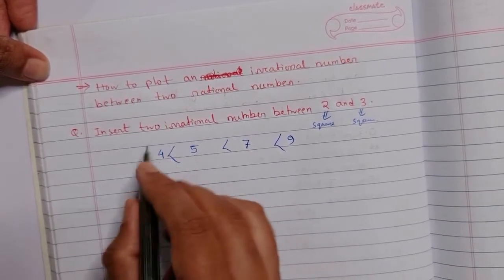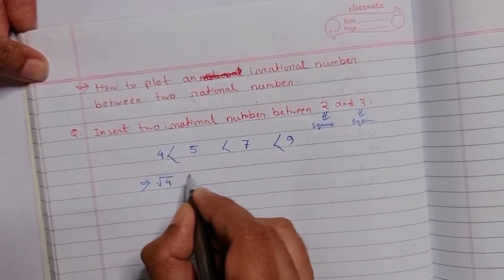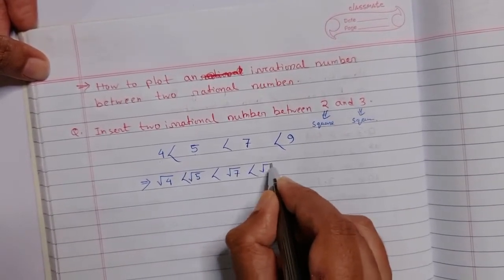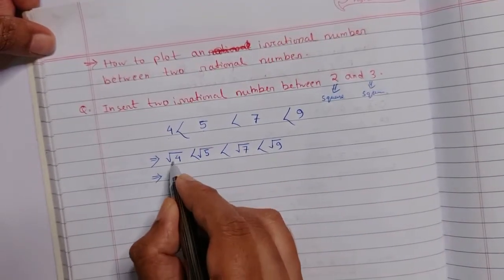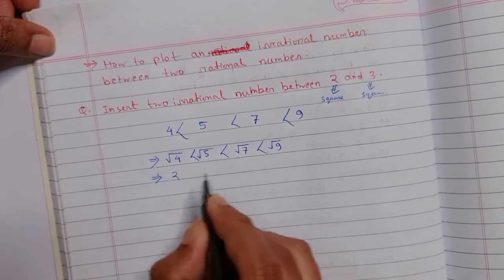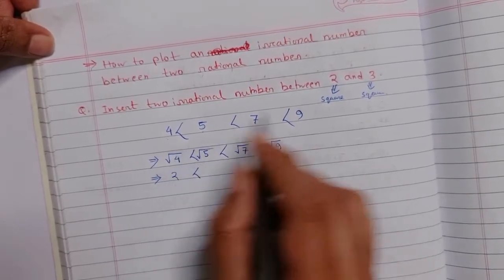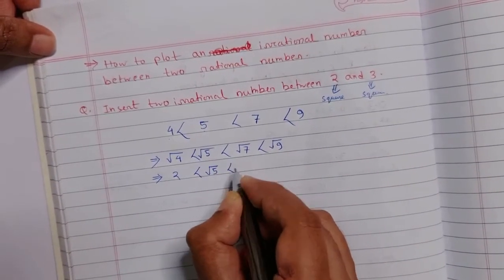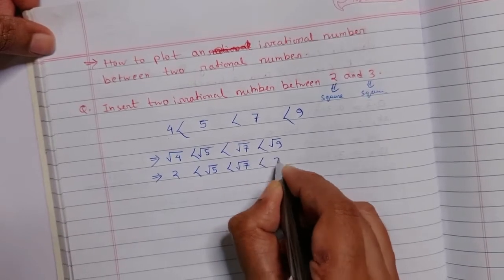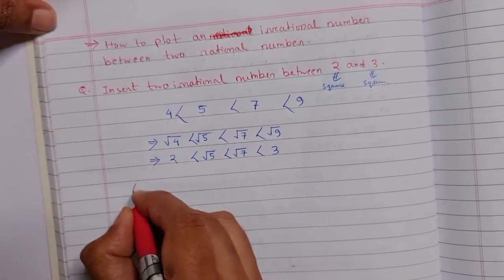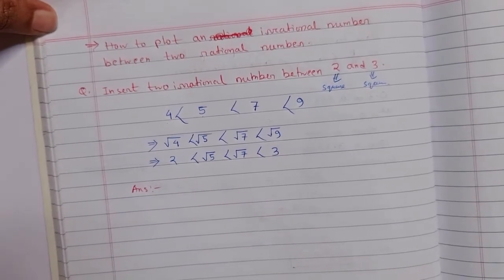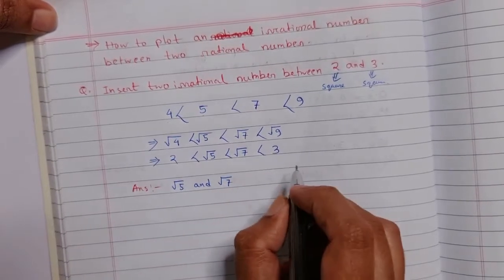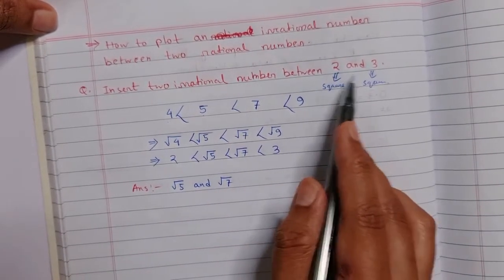So now if we do the square root of all the terms, simply write root over each number. Root 4 is 2. That's why we took 4, because in the question whichever numbers they are giving, just square them. Now root 5 we cannot find because it's an irrational number. Root 7 is an irrational number, then 3. So your answer is root 5 and root 7. Very easy. This is how you find two irrational numbers between two numbers.